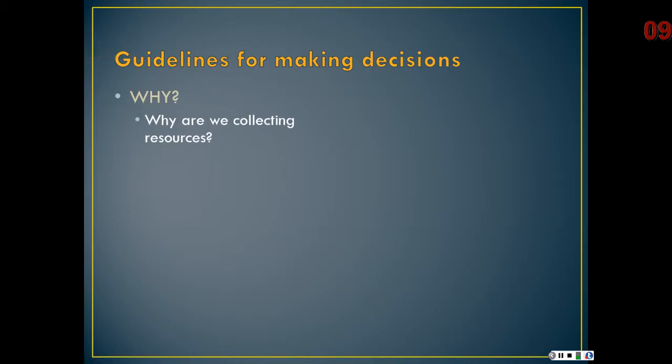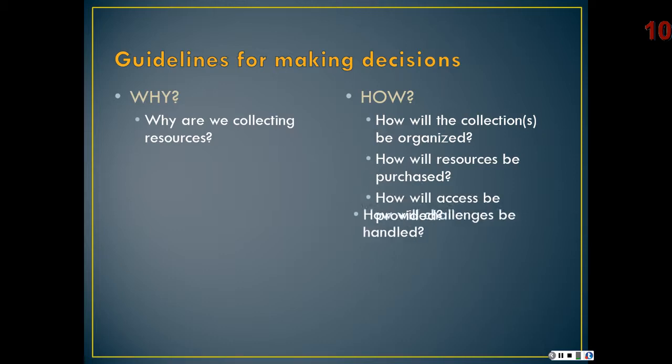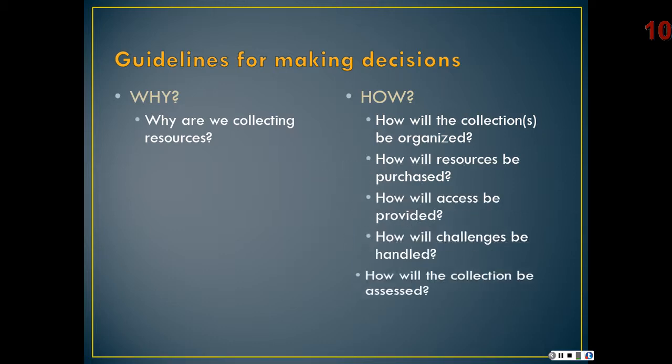So the policy should answer the question, why are we collecting resources? This is a more broad or theoretical answer, but often it will guide decisions that need to be made when you're determining whether to select a resource or not. And then how will the collections be organized? As I mentioned before, we could have multiple collections, and it's good to make decisions about that, if there will be multiple collections, and how they will be organized, how the resources will be purchased.